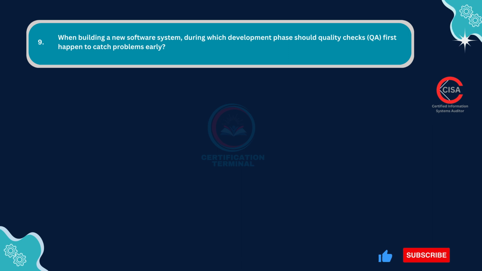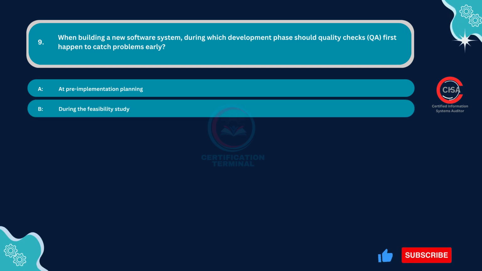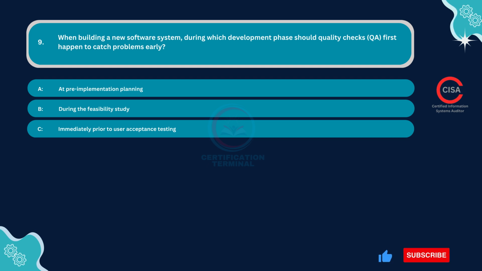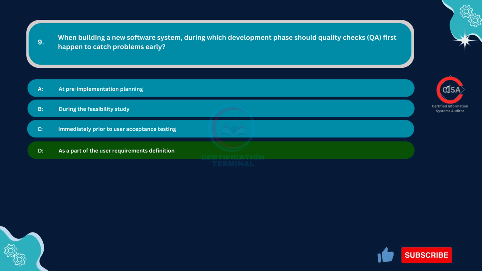Question number 9. When building a new software system, during which development phase should quality checks first happen to catch problems early? Option A, at pre-implementation planning. Option B, during the feasibility study. Option C, immediately prior to user acceptance testing. Option D, as a part of the user requirements definition. The correct answer is Option D, as a part of the user requirements definition.